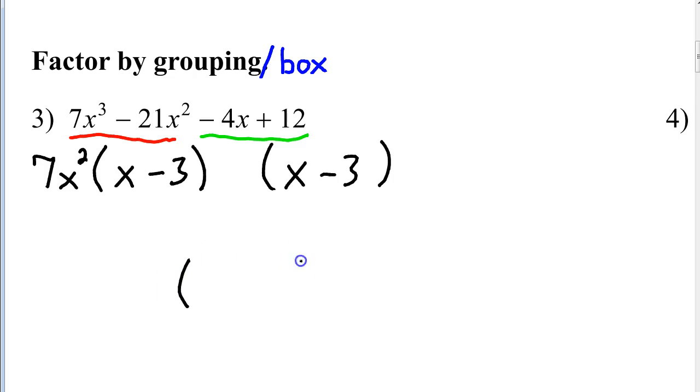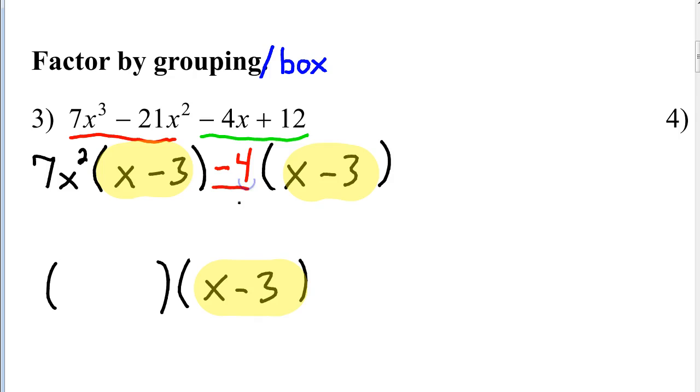So from here, I know that one of my factors is x minus 3 because they match. So if they don't match, then you will never get this factor. Okay? And we need one more term here because this does not equal negative 4x plus 12, right? So we need to put in minus 4 because that will give you negative 4x. That will give you positive 12 because negative times negative is positive. And of course, these will equal these two. So our last term will be 7x squared, the GCF that we took out.